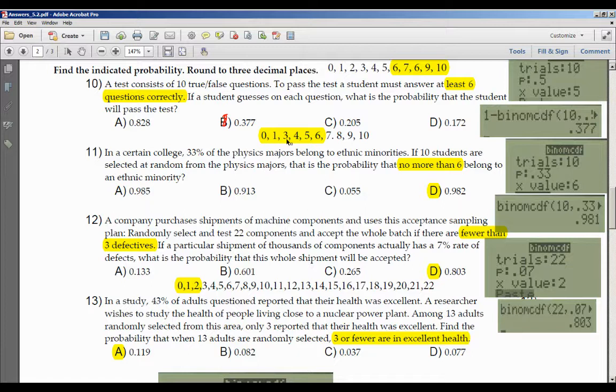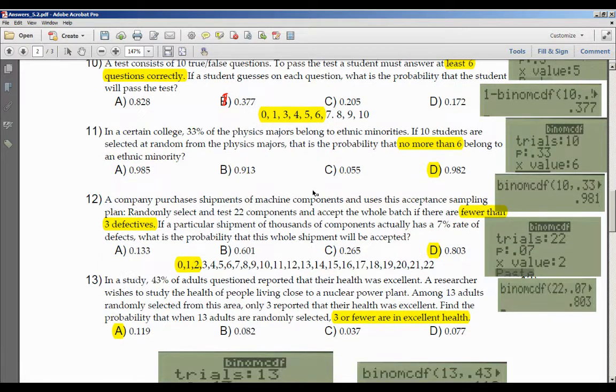It should be 0, 1, 2, 3, 4, 5, or 6. No more than 6. All right, 6 is good, but 7's no good, 8's no good, 9's no good, and 10's no good. So you're doing a straight out cumulative. You have 10 trials, probability of getting an ethnic minority is 0.33, and the calculator is going to add with a cumulative the answer for 0, 1, 2, 3, 4, 5, and 6. Let's stop at 6, no more than 6.